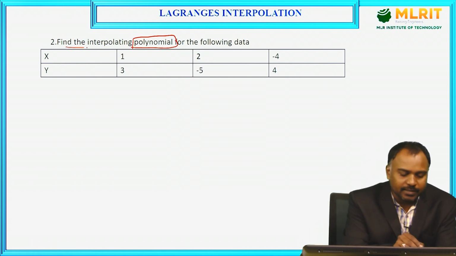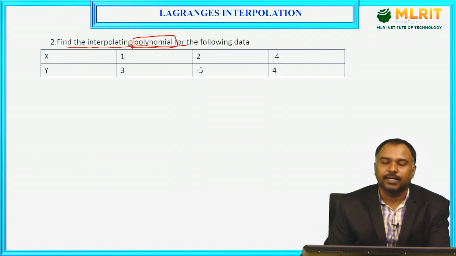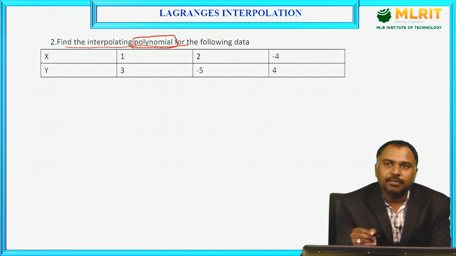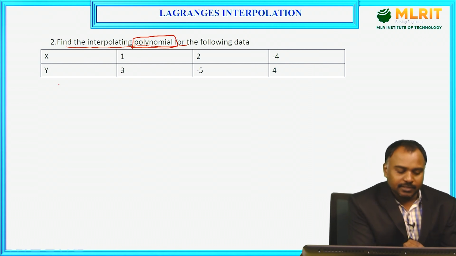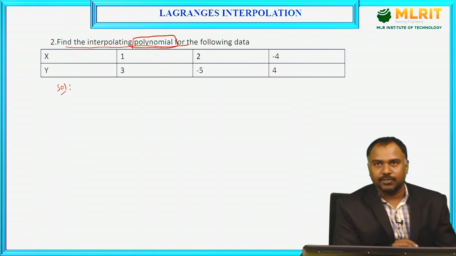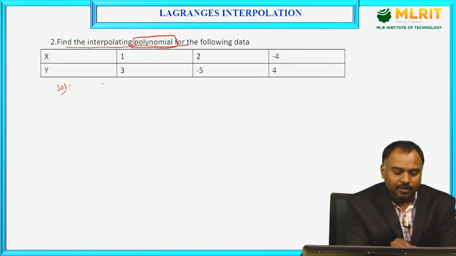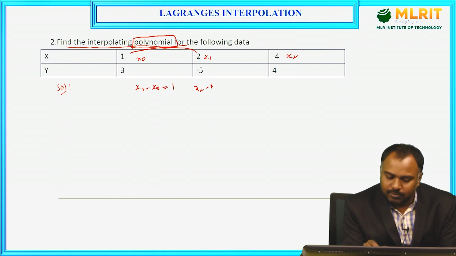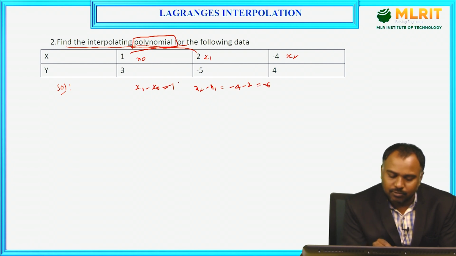Find the interpolating polynomial for the following data. We need to use the appropriate formula, so we need to check whether the given data is equally or unequally spaced, and based on that we decide. Look at this: this is x0, this is x1, this is x2. We check the differences: x1 minus x0, 2 minus 1, is 1. x2 minus x1, 4 minus 2, is 2. So both are not the same.